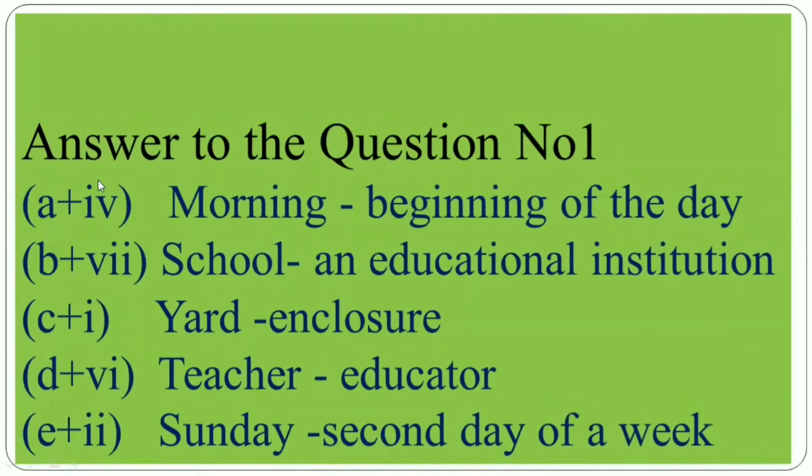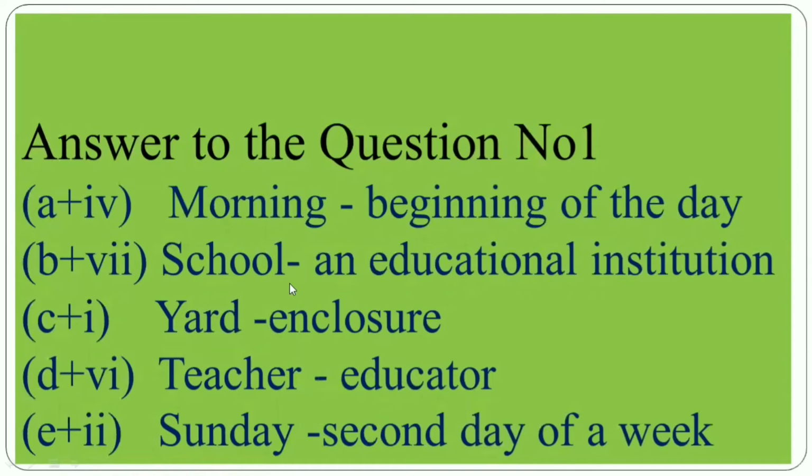So my dear student, here at first you will write the answer to the question number 1, then A plus 4, then you will write morning, then you will give hyphen, then you will write beginning of the day. Second one, B plus 7, then school, hyphen, then an educational institution. C plus 1, yard, then hyphen, then enclosure. D plus 6, teacher, hyphen, educator. Then E plus 2, Sunday, then hyphen, then second day of a week. So my dear student, like this way you will write, okay?